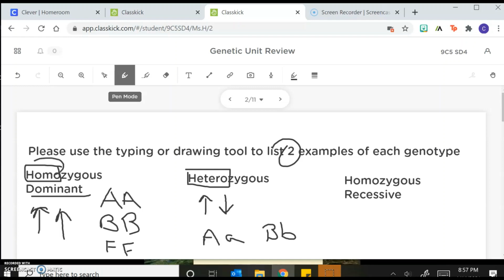Remember, our root word homo means same. So I'm homozygous and recessive. If dominant meant capital, recessive means lowercase. Think about a receding hairline, it's pulling back. So any 2 lowercase letters, again, the same letter. So we can have 2 lowercase a's, we can have 2 lowercase f's, I can have 2 lowercase y's, whatever letter, they just have to be the same. So that completes the slide. You only had to have 2 examples.